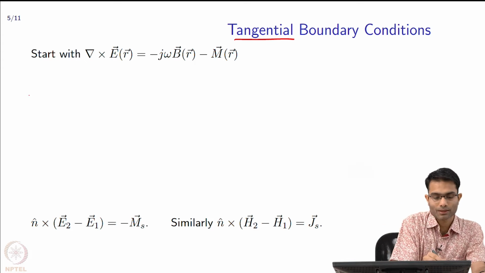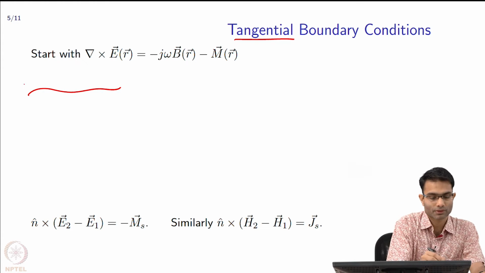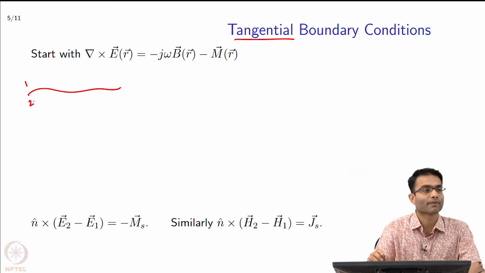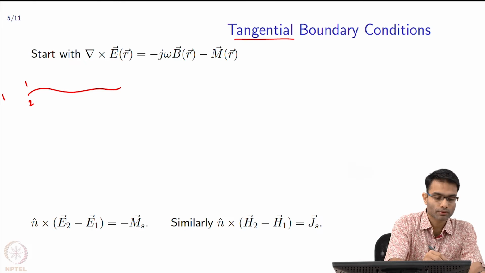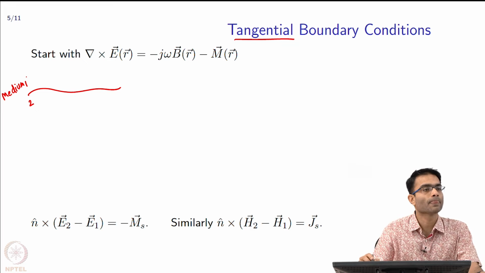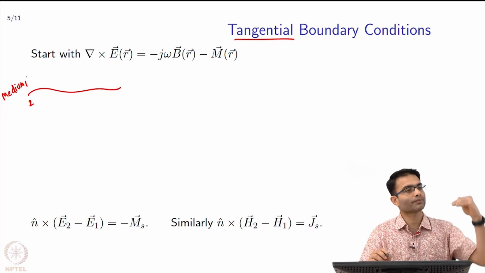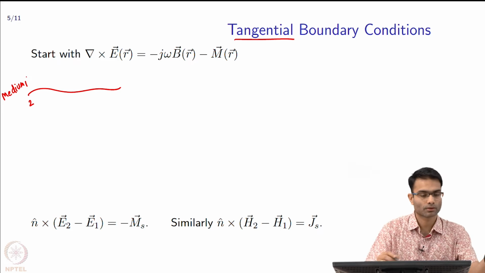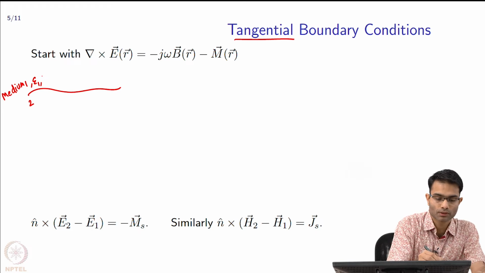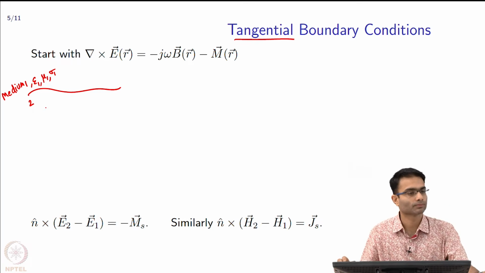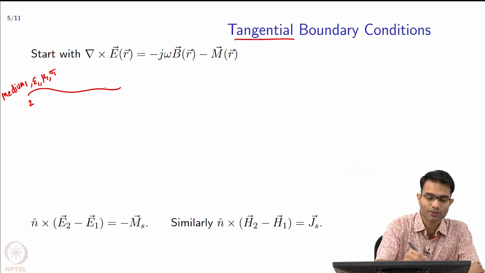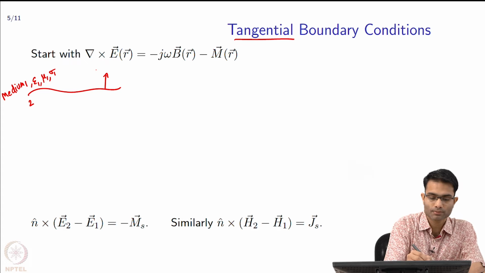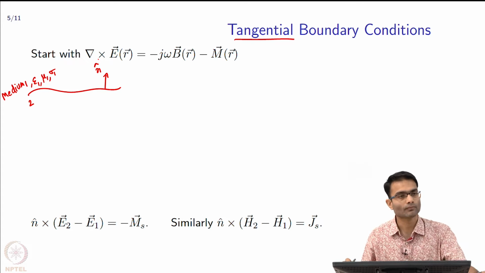So let's take a medium over here. Let's call this medium 1 and medium 2. When I say medium 1 and medium 2, what is different over here? What differentiates one medium from another medium? Epsilon, mu and sigma, right. So we can say epsilon 1, mu 1 and sigma 1, and similarly for medium 2. And it's a surface, so a surface is going to be characterized by some normal vector over here.